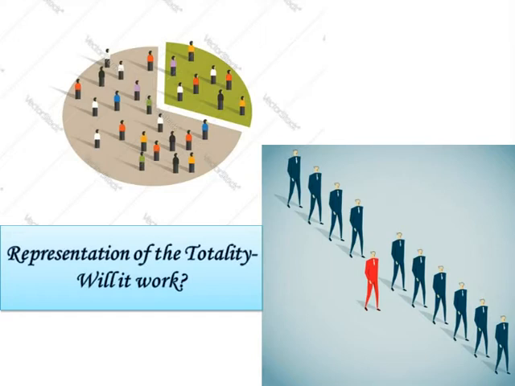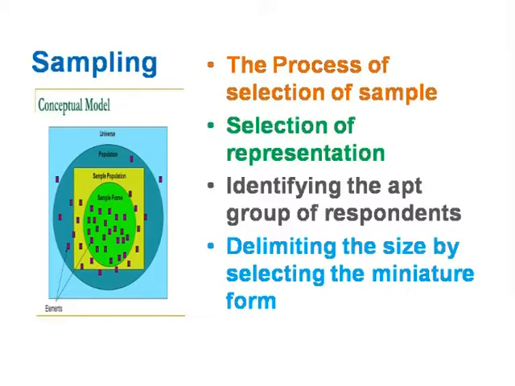That is why we need to study a representative part of the universe, that is sample. Sample is a representative part of the population. The process of sample selection is called sampling. Sampling is a method or technique consisting of selection of a representative group for the study.